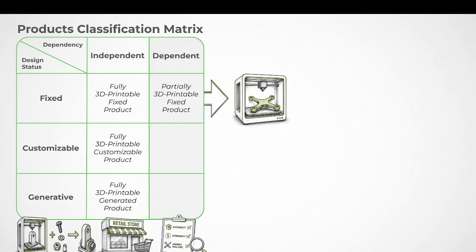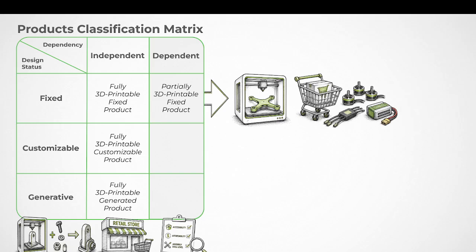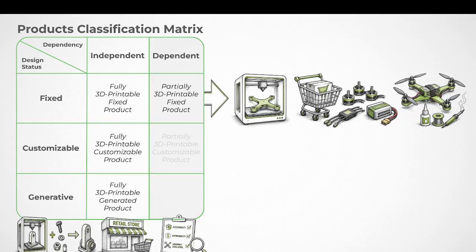Archetype 4 is the partially 3D printable fixed product. This is highly prevalent in the hobbyist transportation category, where users print the structural body of a drone, car, or plane, but must purchase motors, speed controllers, and batteries, and assemble them with glue or solder.